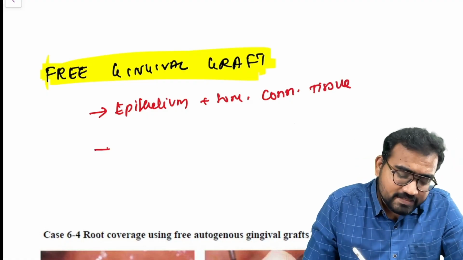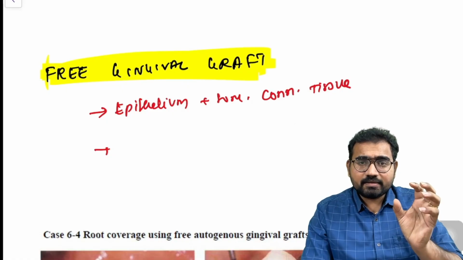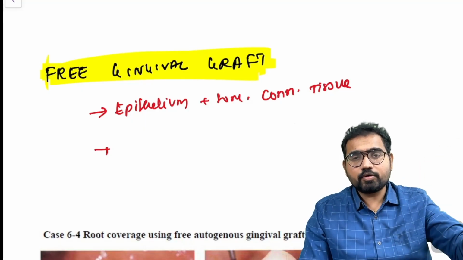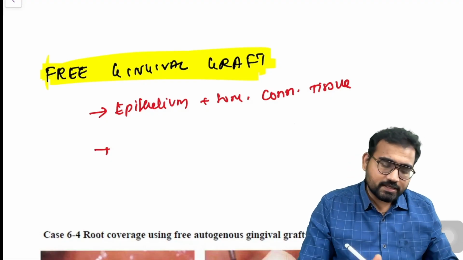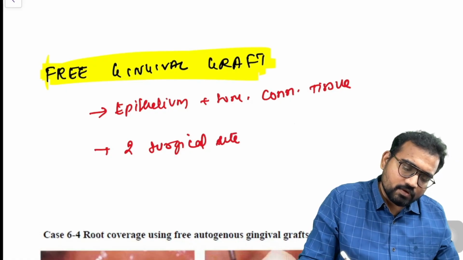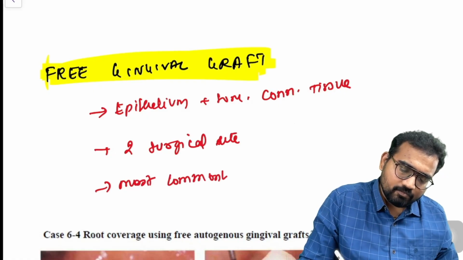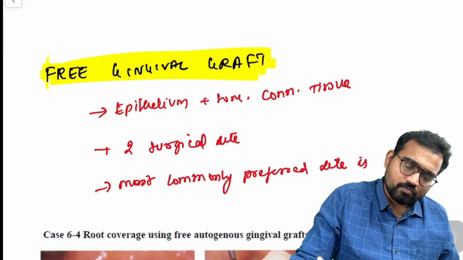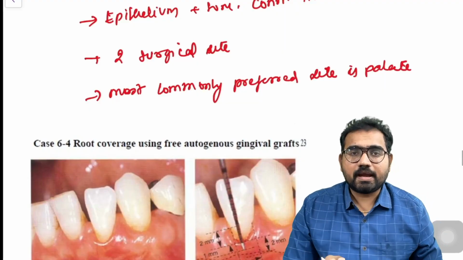Okay, and since it is a free soft tissue graft, it can be taken from the palate, or it has to be taken from one side, which we predominantly take is the palate. So we are going to take the tissue from the palate and graft it on the recipient side. So there are two surgical sites, right? And the most commonly preferred site is palate.